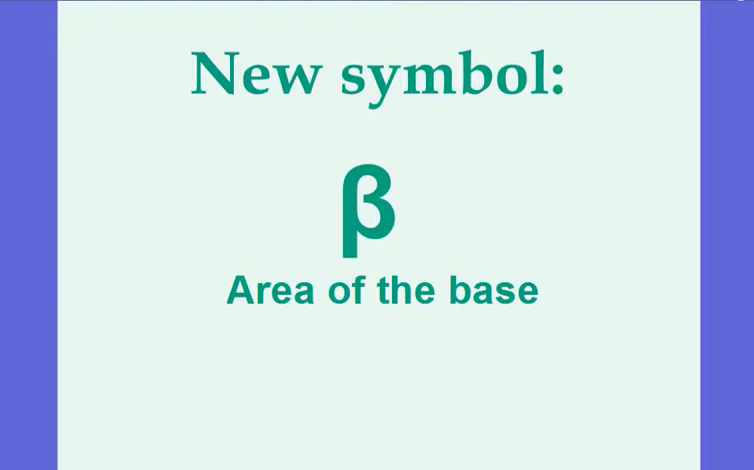It looks like an oddly shaped bee, but kind of with a tail, right? This new symbol means area of the base. We're going to have objects that have a base shape, and this new symbol means the area of that base shape.